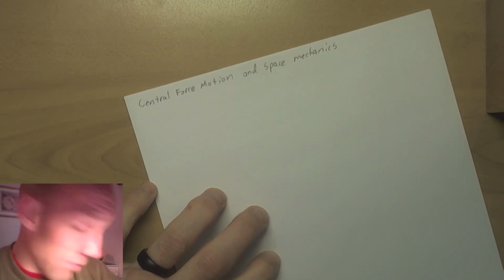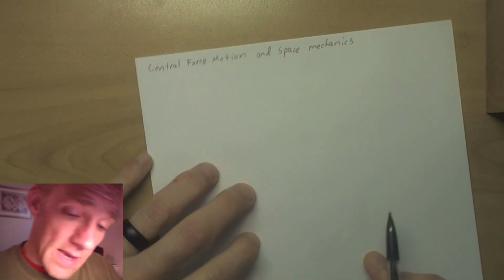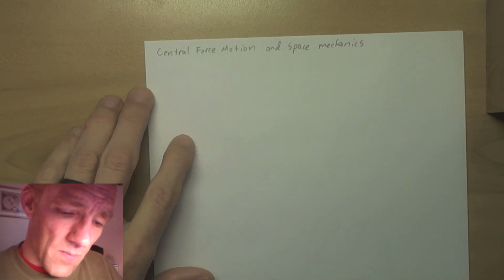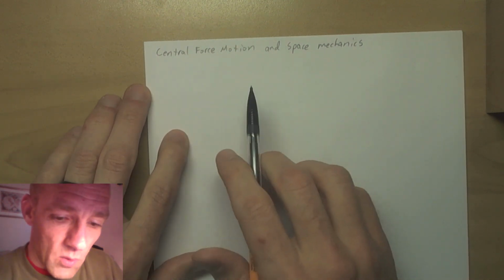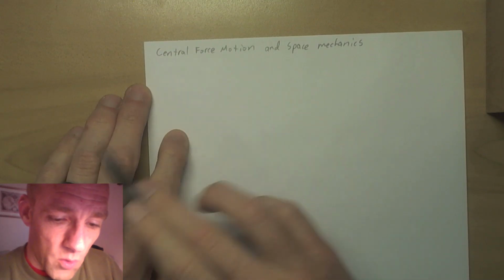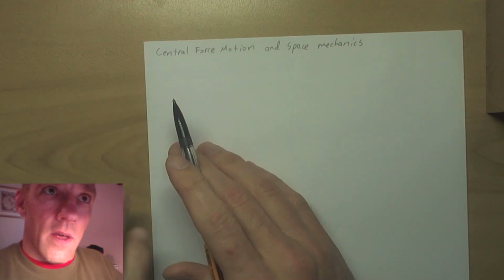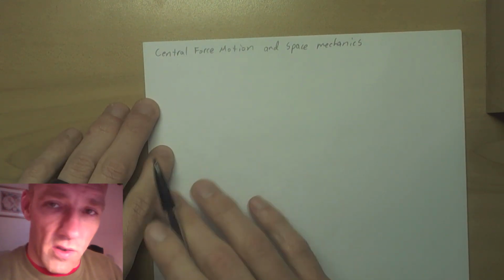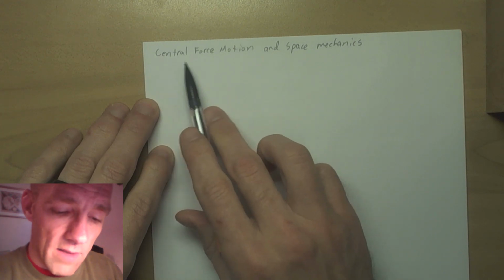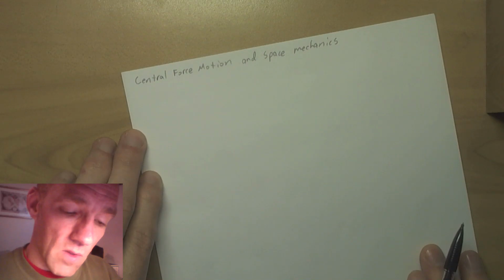Okay, so when we're dealing with navigation in the solar system, we're dealing with what's called a central force problem. It's when we're only considering two bodies, one of which is really heavy. We have what's called a central force situation.